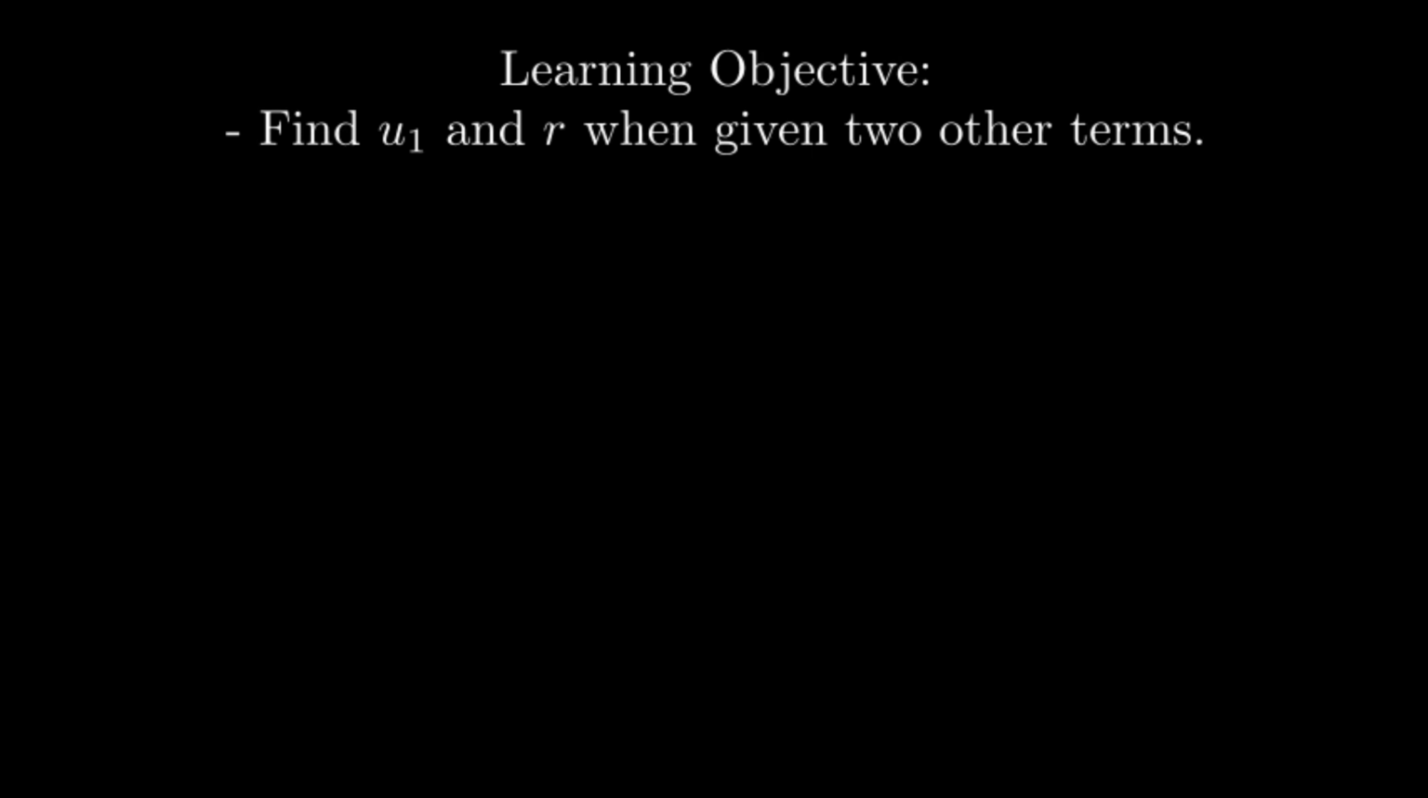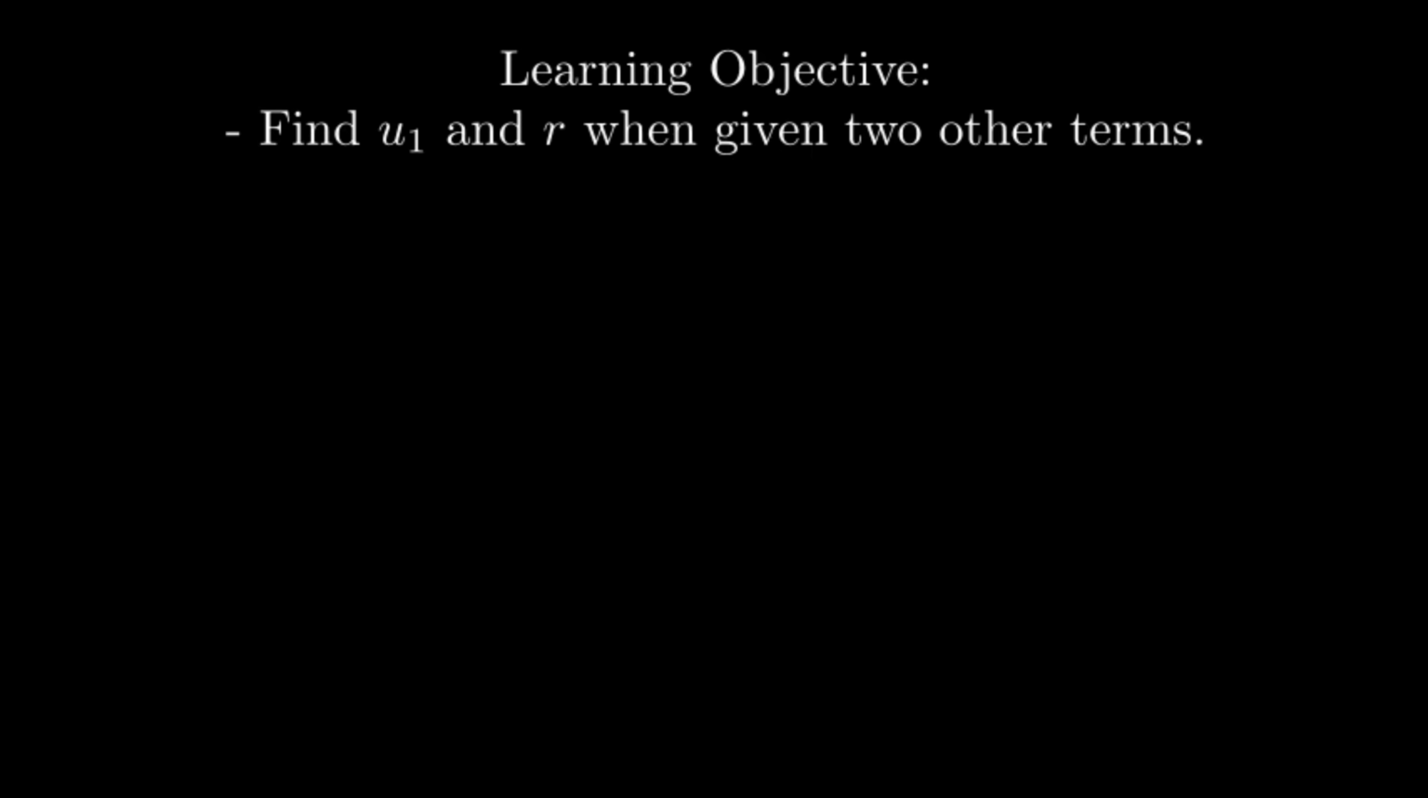Welcome back. In the last segment, we learned how to find a term in a sequence when we knew the start. But what if we don't know the first term or the common ratio? In this scene, our objective is to find the first term, u sub 1, and the common ratio r when we are given 2 other terms in the sequence. This is like a detective problem. We have a couple of clues, and we need to work backward to find the starting point and the rule.